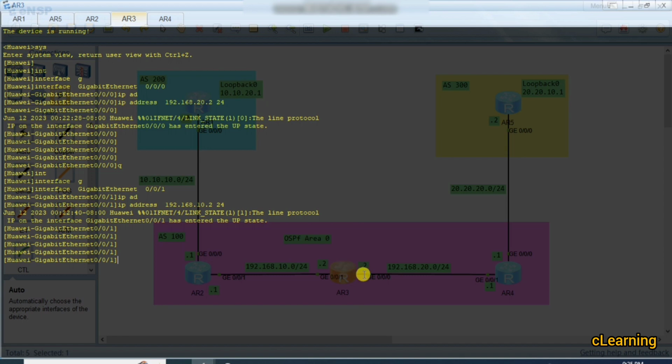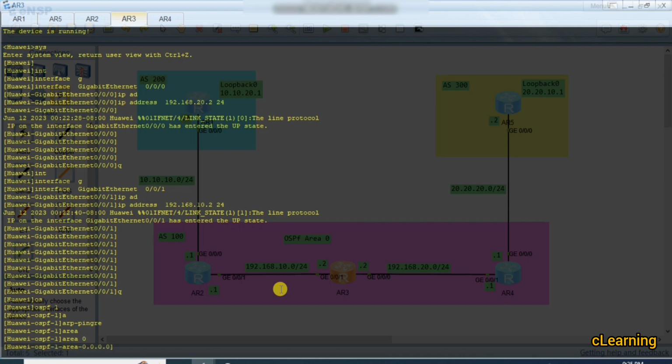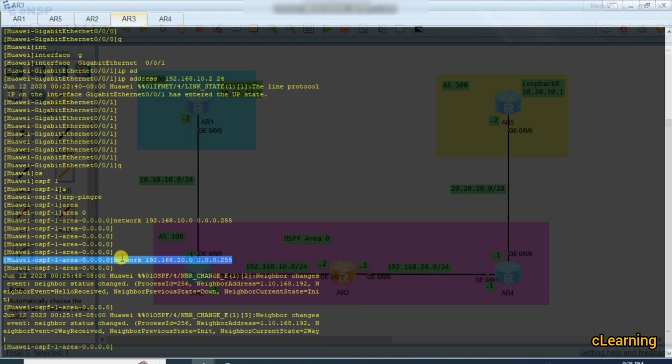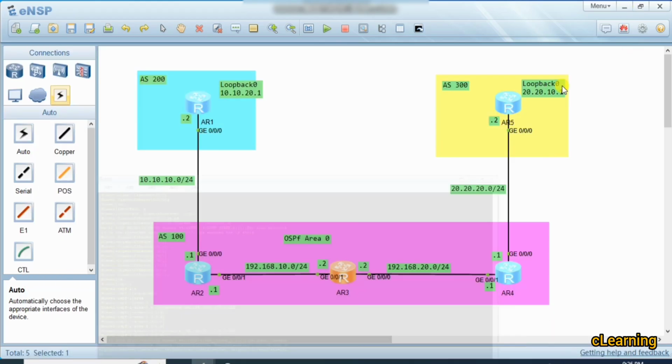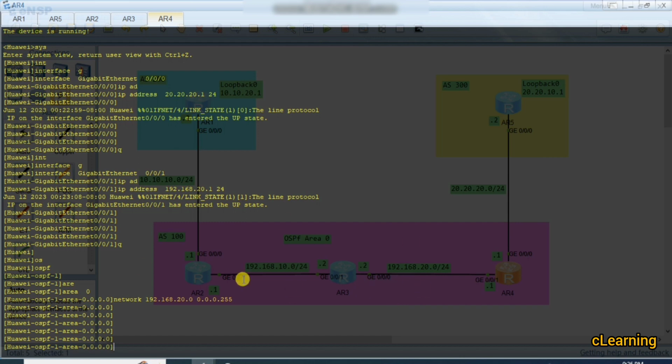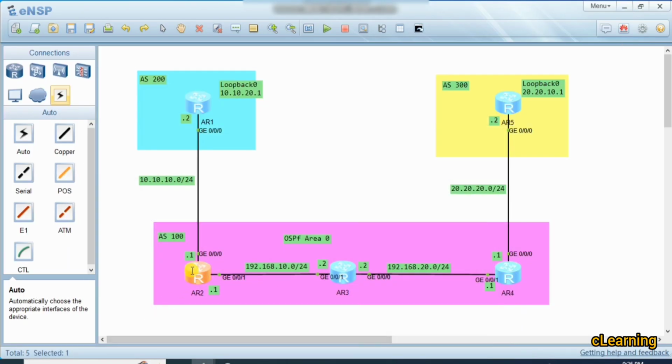On this router, put OSPF 1 area 0, and the network would be the same 10.0 network, and also the 20.0 network. You can see here the neighborship is coming up, in two-way state. These two routers are creating a neighbor relationship and exchanging their states. Here as well we go in OSPF 1 area 0, and the network would be the same 20.0 network. Now these two routers also exchange their states and go to their full state, then the routers will be able to communicate with each other. Now we will ping these two routers.